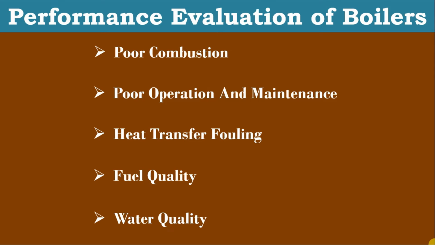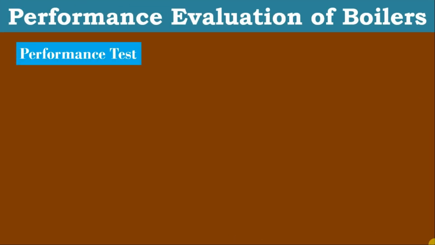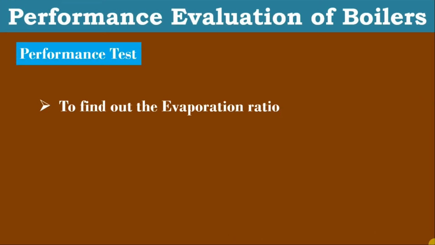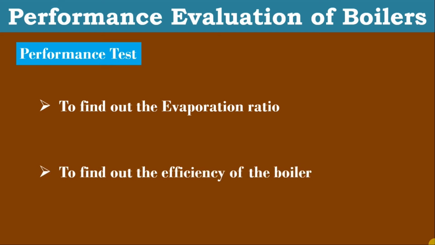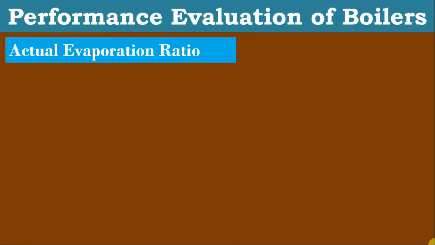The function of a boiler is to generate steam. So how much steam is being generated? How much fuel is being consumed? By using this, we can do the performance evaluation. Also, we need to find out the efficiency. So here are the two tests we are going to do. First one, evaporation ratio. Second one, efficiency of the boiler. First we will discuss evaporation ratio. That one we call actual evaporation ratio.